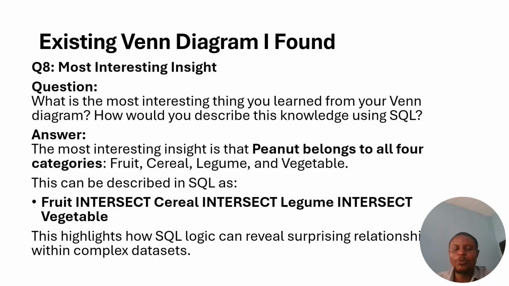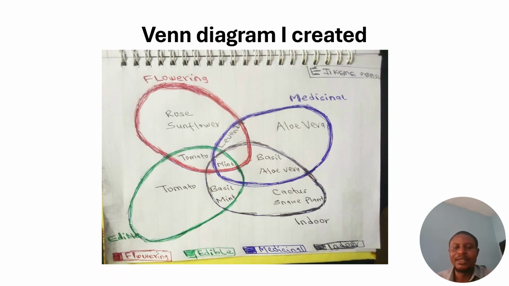peanut belongs to all four categories: fruits, cereals, legumes, and vegetables. This can be described in SQL as fruit intersect cereal intersect legume intersect vegetable. This shows how SQL logic can reveal surprising relationships within complex data sets. Now, this is the Venn diagram I created.